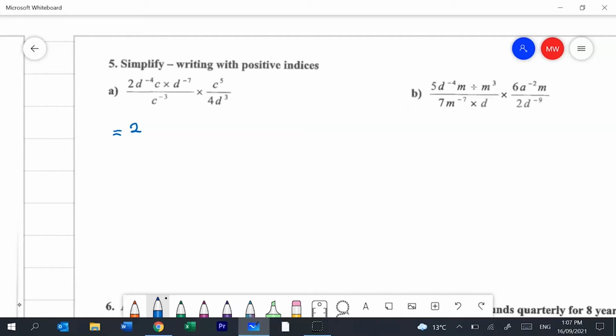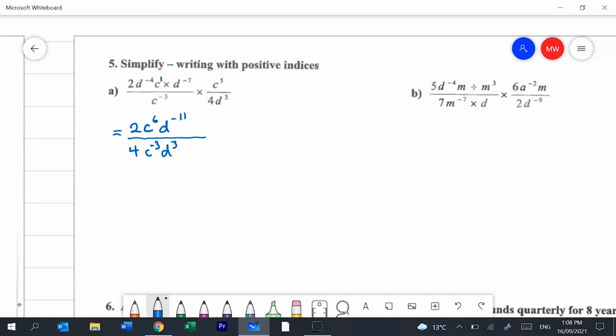And then I go through and work out my numbers. So I've got C's here, and I've got 1 here, and I've got 5. So that makes 1 plus 5, C to the 6. I've got D to the minus 4 plus minus 7 makes minus 11. All over, collect my numbers. I've just got 1 and 4, so 1 times 4 makes 4. And then I'm going to have a look at my C's. I've got a minus C here, minus 3, so I've got a C to the minus 3, and I've got a D to the 3.